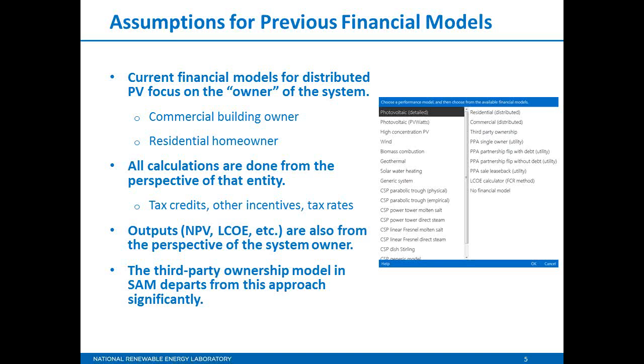the perspective of the person owning the system, and we're assuming that the person owning the system is the building owner. And so the outputs, as a consequence, the net present value, the levelized cost of energy, etc., are from the perspective of the building owner. So in the end, if you have a positive NPV for a residential system, that's from the perspective of the homeowner. So is the homeowner making money on this system? Is the commercial building owner making money on this system?